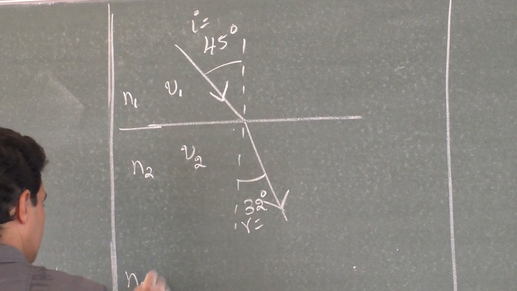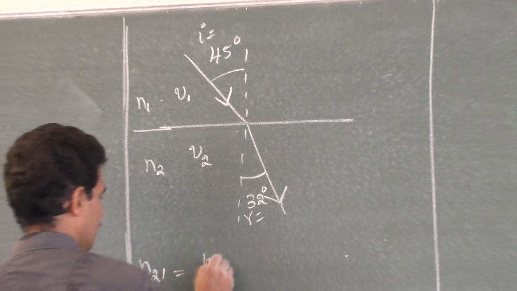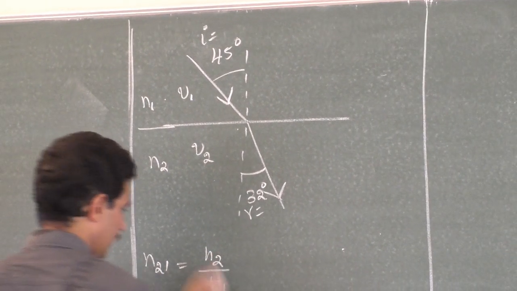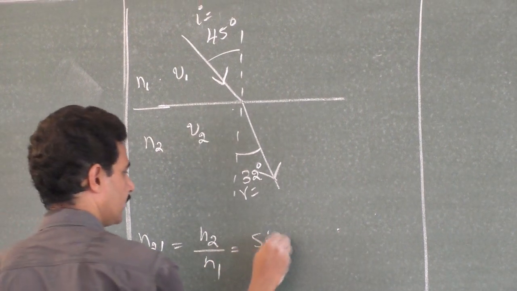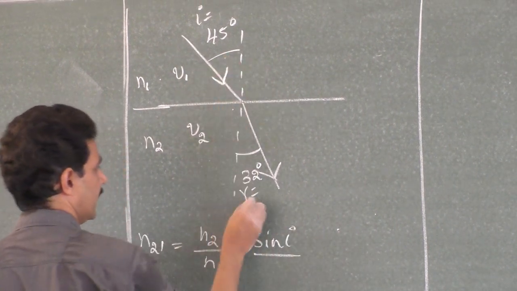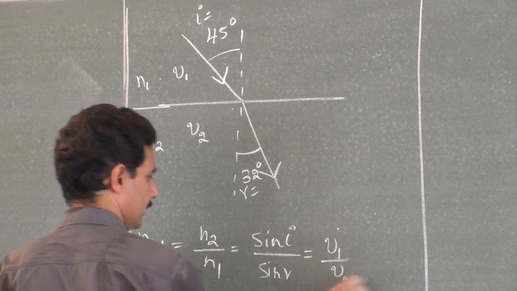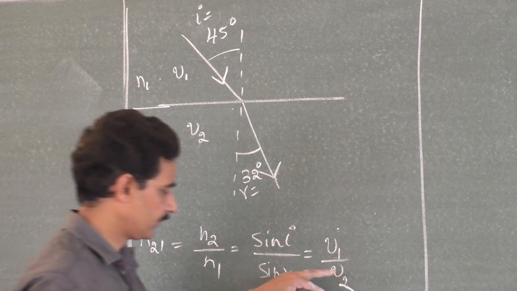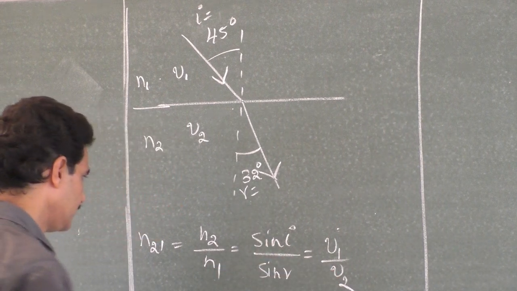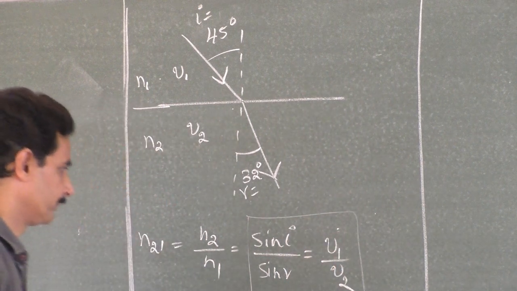So the refractive index of the second medium with respect to the first medium is N2 by N1. This is the only one which is in the inverted form, two above and one below. All the other formulas are first medium by second medium: sine I by sine R, and the velocity of light in the first medium to the speed of light in the second medium, the ratio. Now I think you can connect these two, V1 by V2.